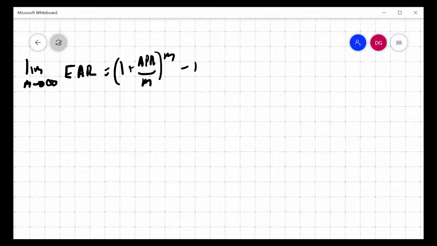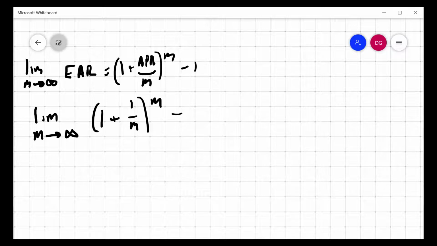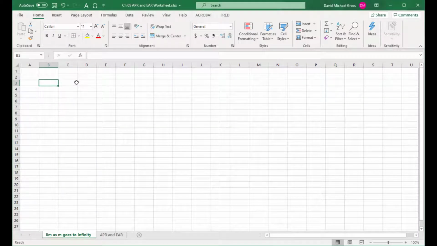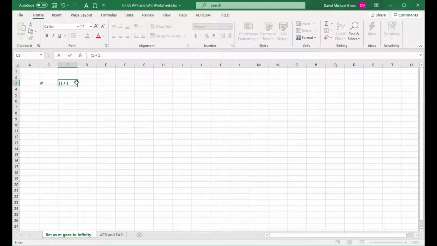And we'll try something that's very similar. The limit as m goes to infinity of (1 plus 1 over m) to the m, minus 1. And let's go to the spreadsheet and see what happens to this value as m gets really, really big. Okay, so we're back at a spreadsheet, and I'm going to type m, and now I'm going to type in 1 plus 1 divided by m, and we'll take that to the m power. Put a line under that, center that, and we're good to go.